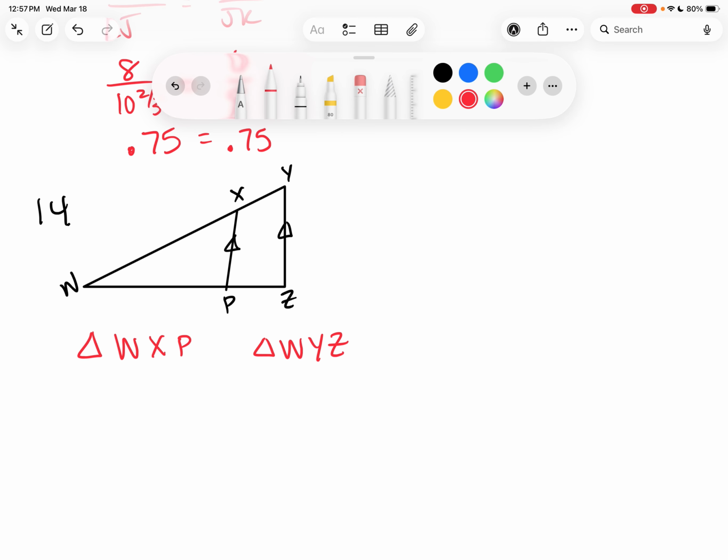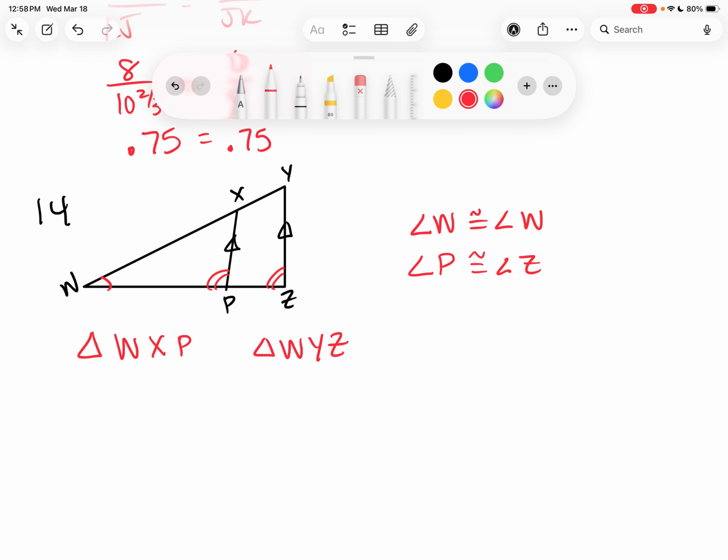Angle W is congruent to angle W. Okay, so I would start out with those things. Angle W is congruent to itself. Angle P is congruent to angle Z. Why? Because the lines are parallel. What is the reason for those to be congruent? Corresponding angles. Yep, they're corresponding angles, so they are congruent. So then we know that angle P is congruent to angle Z.